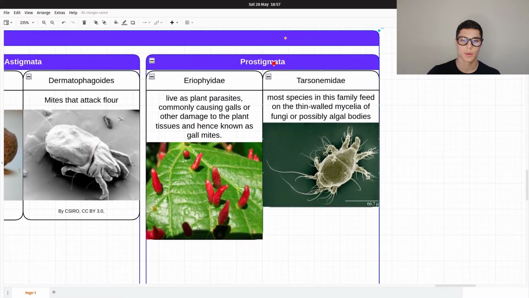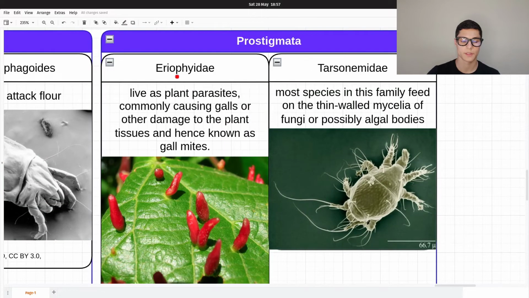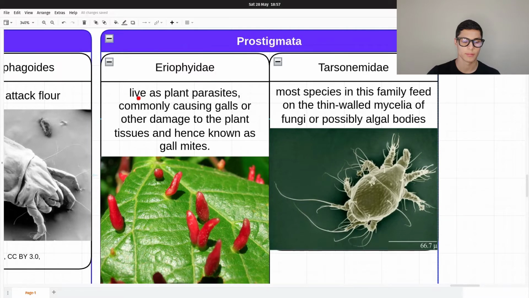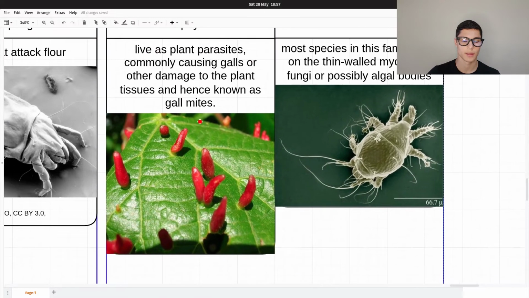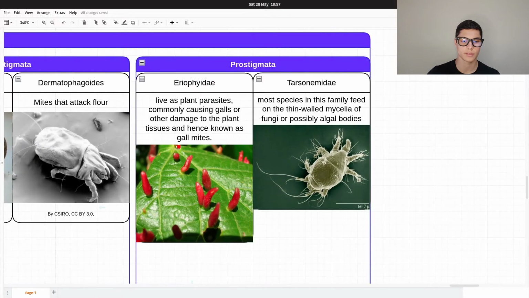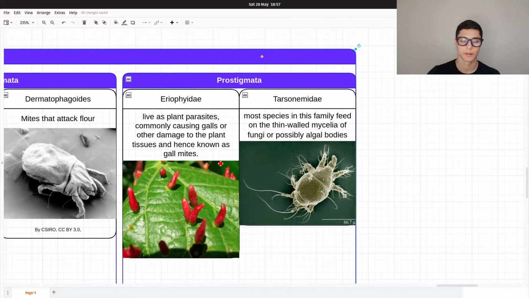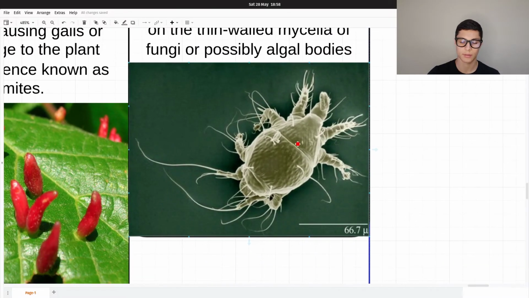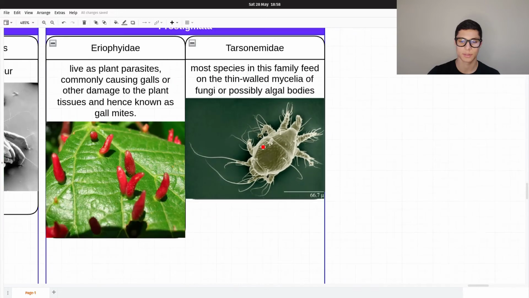Then we have the Prostigmata, in which we can find the Eriophyidae. They live as plant parasites, and they are like that. Not all the species are red, but they are known as the gall mites. And then we have also the Tarsonemidae, and most species in this family feed on the thin-walled mycelia of fungi or possibly algal bodies. So fungi and algae are infected by this parasite.